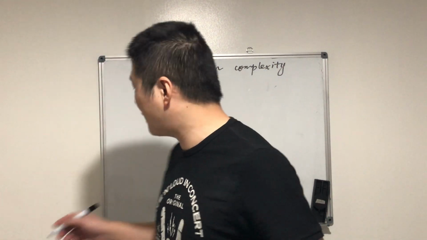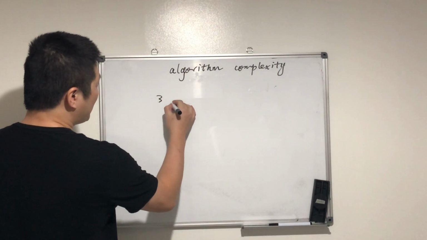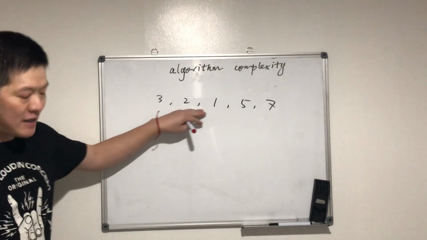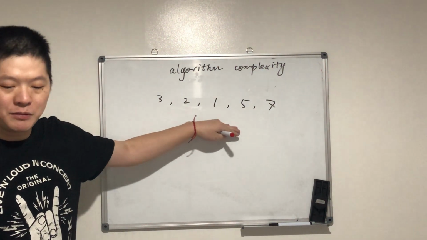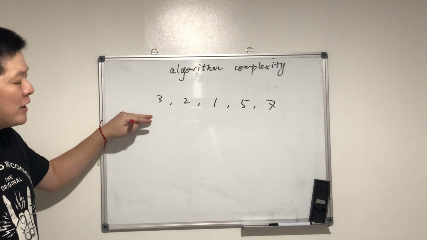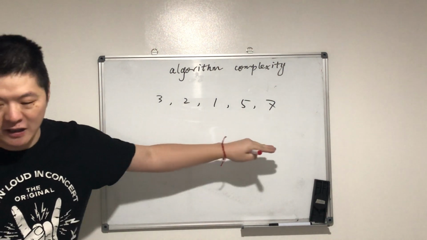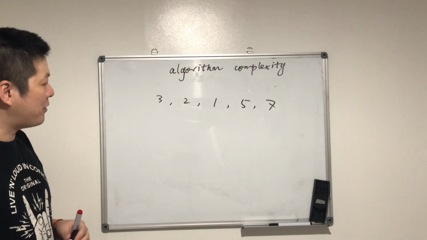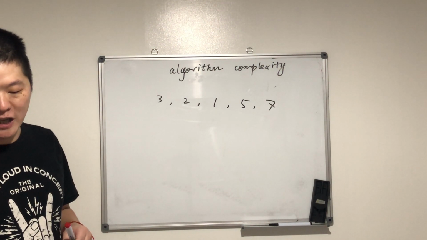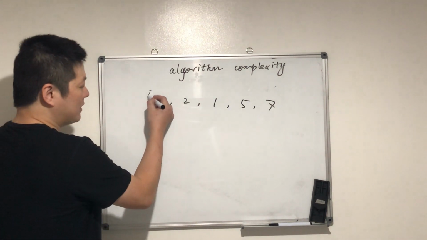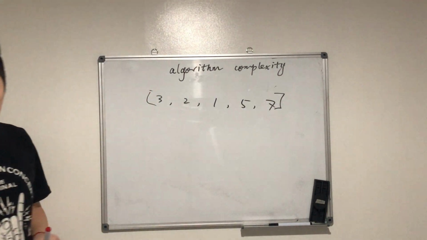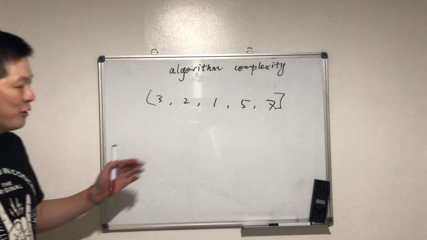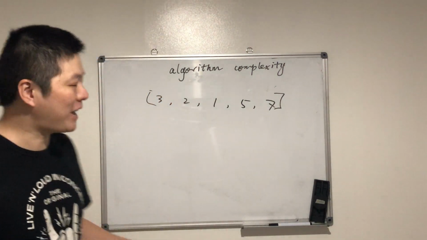So for example, if I have a list of numbers like 3, 2, 1, 5, 7. This is the list, the computer input. If we want to know the maximum in this list, how many times does the computer need to check? What are we doing? Finding the maximum. Maximum is 7, I know. The human can just look, it's 7, right? But the computer doesn't know.